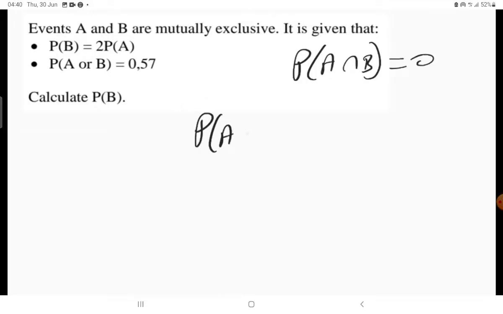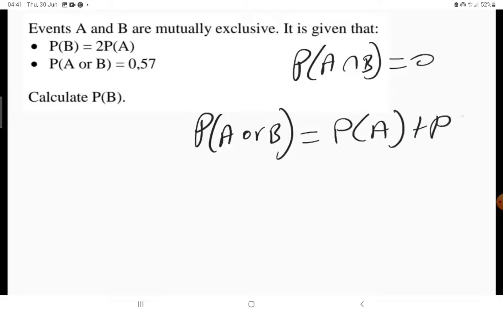All right, for this one, we are given events A and B that are mutually exclusive, which means the probability of their intersection is equal to 0. That means the addition rule, which is probability of A or B, is given by probability of A plus probability of B, just like that. Now, having said that, we are to calculate the probability of B.